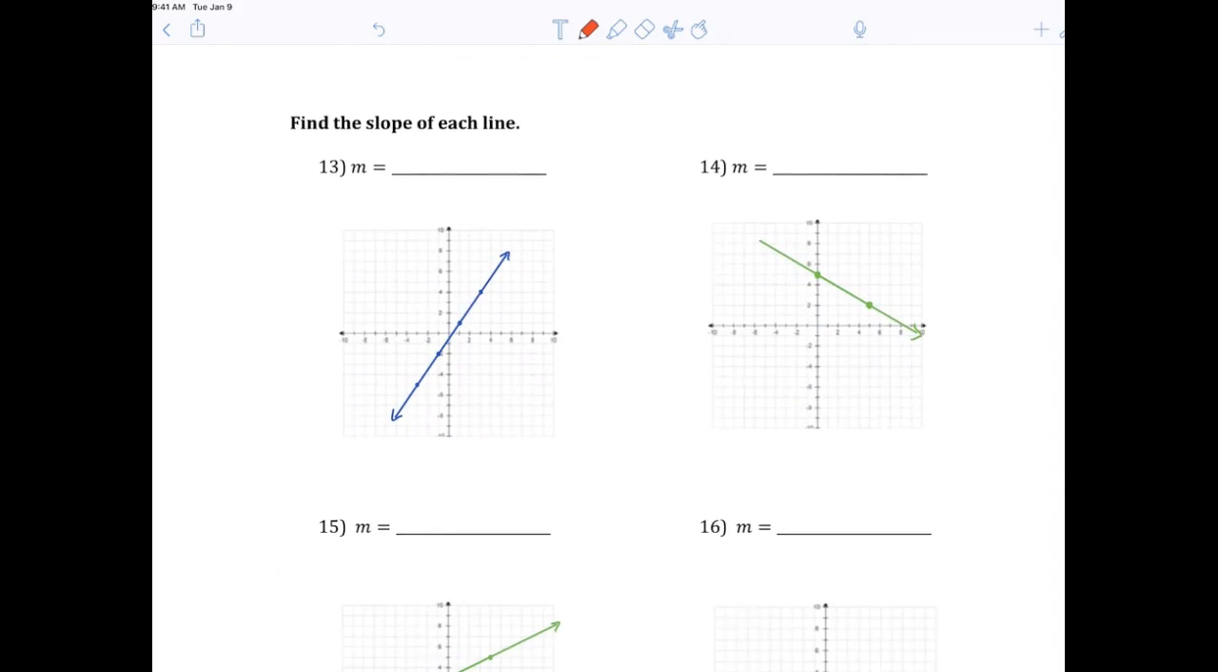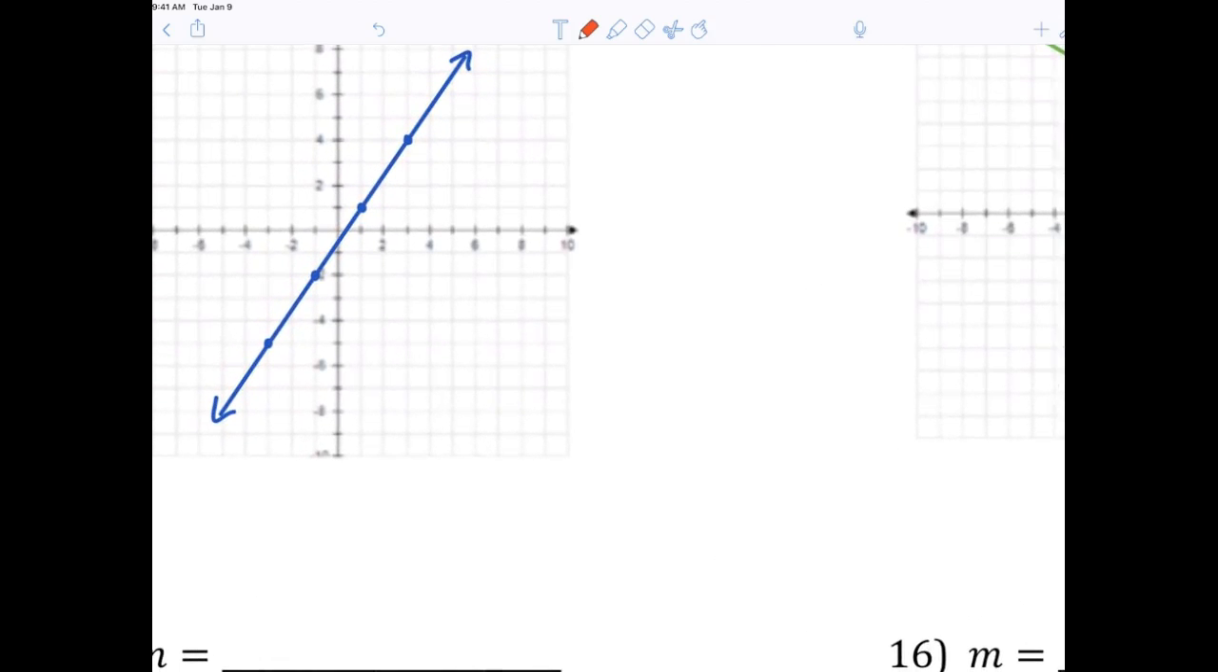Now we need to find the slope. All right, now what I did is I plotted some points on here. All right, everybody take a look at 13. Does it matter what 2 points you pick? No. I would probably try to pick 2 that are close together, though.